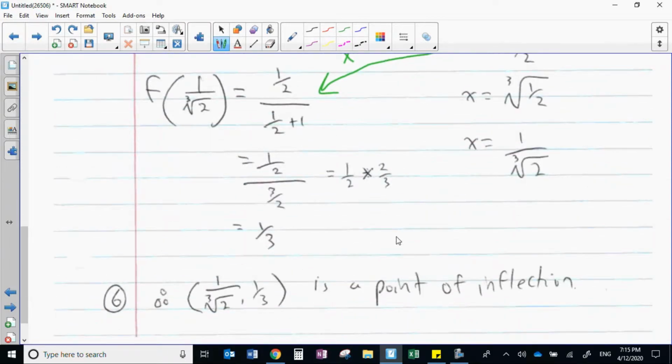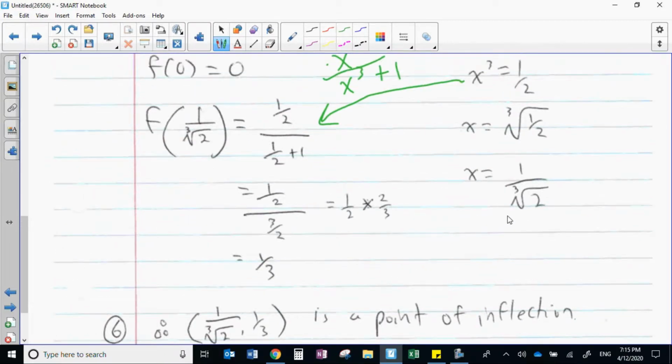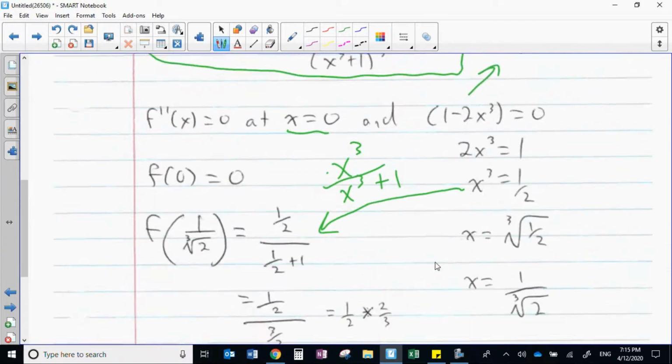And so there we go. Okay, so what did I find here? Well, one really nice thing happened. I know that this last point is a point of inflection. But notice how we kind of got unlucky.